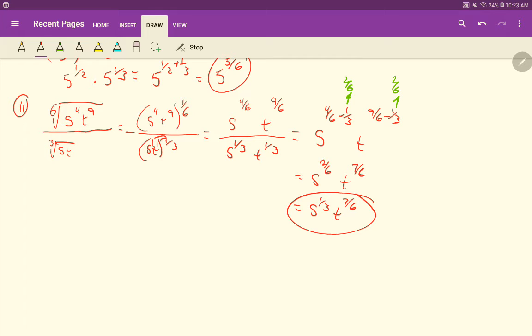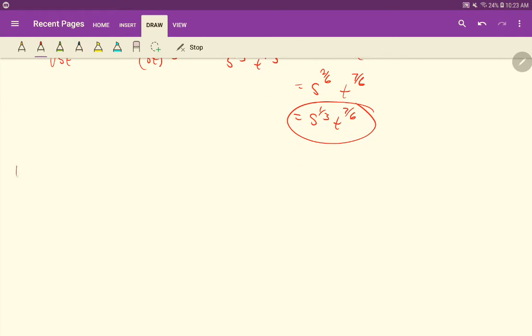Now, 13 and 14, I should say, their directions are slightly different. 13 wants us to just simplify using the properties of nth roots. But we won't worry about rationalizing those, so don't worry about rationalizing, but we will simplify here. So let's get this written.